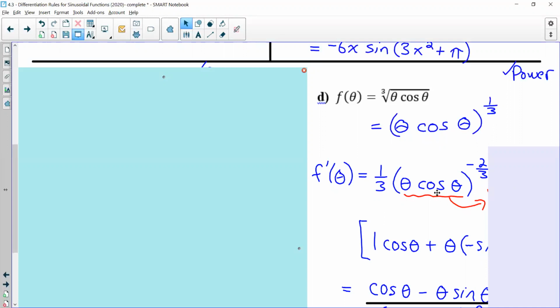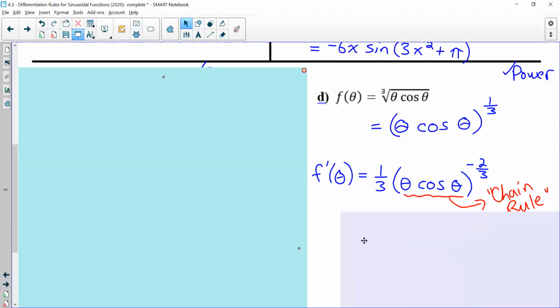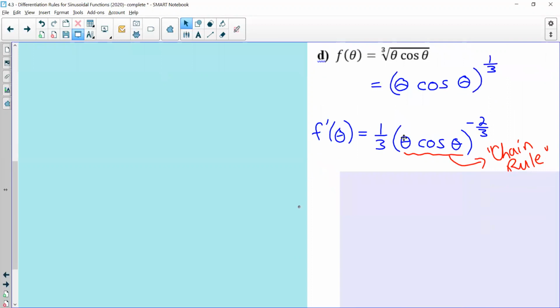Guess which rule you need here? Absolutely, you need the chain rule. Now, I didn't have enough room to continue this, but the chain rule would then tell us to take the derivative of this base and multiply it by what you see here. So all of this is going to have to get multiplied by what you're going to see down below.